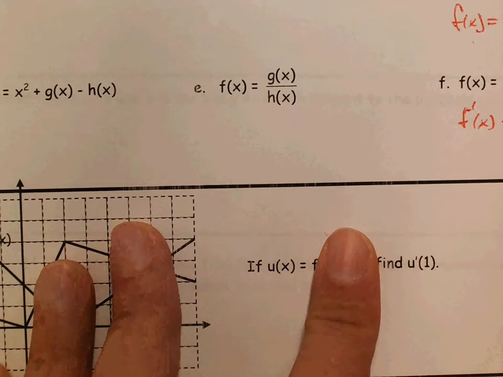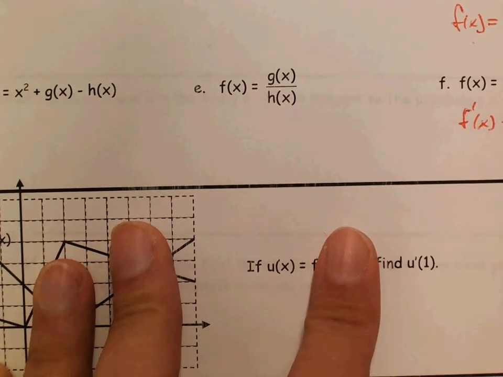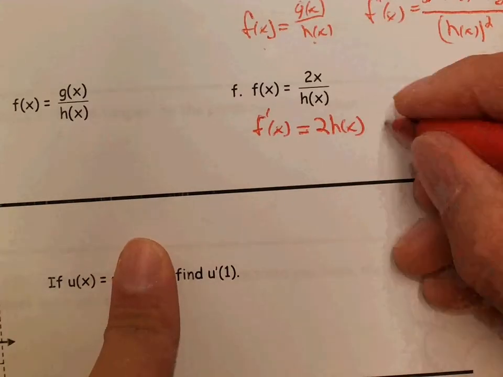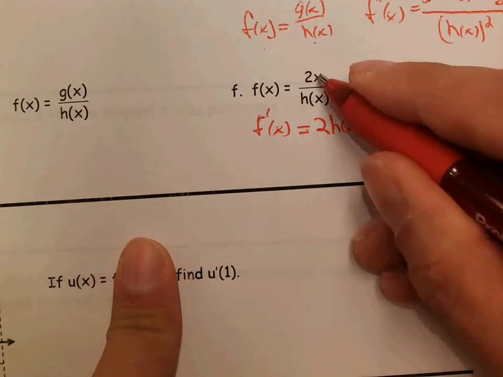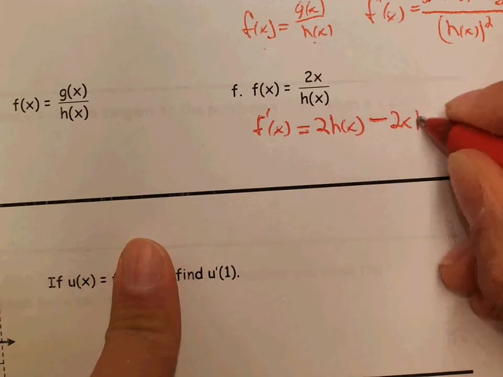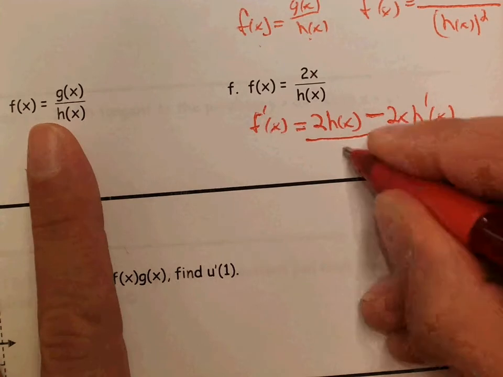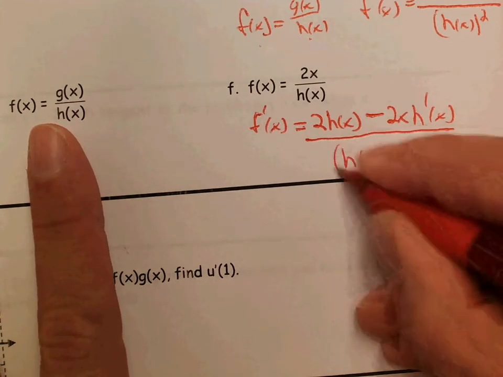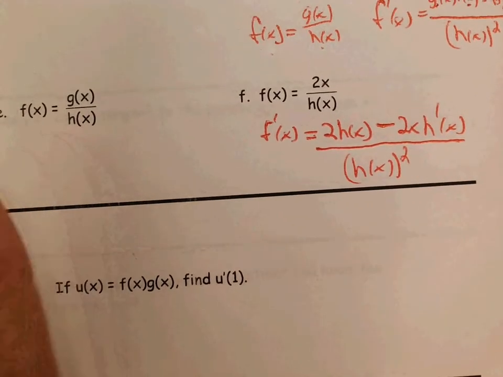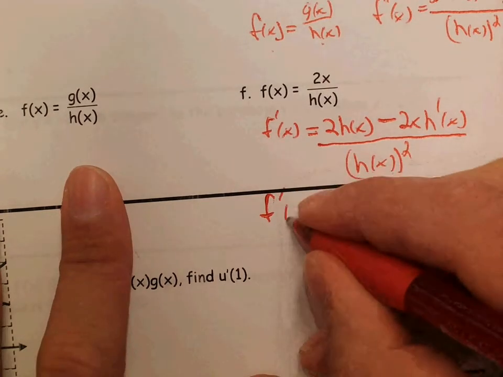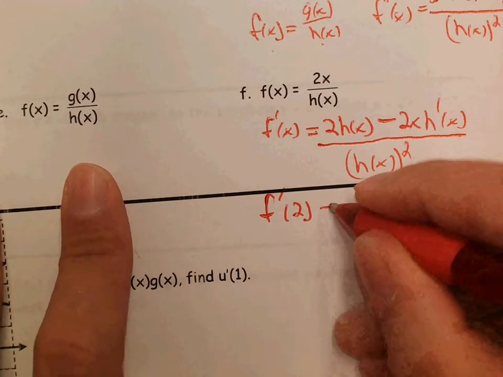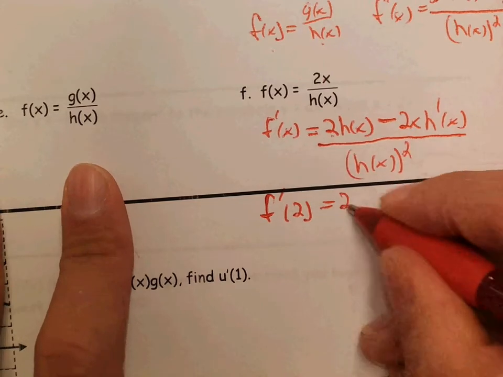So let's see. f prime of x is going to be the derivative of the top one, which is 2, times the bottom without doing the derivative, minus, leave the top one alone, and do the derivative of the bottom. Doing the derivative of the bottom, we just put h prime of x for now. All divided by the bottom squared. The last thing we need to do is we're doing f prime of 2. So it's going to be 2 times h of 2. Now we have to go back to the top and look at h of 2. h of 2 is negative 1.